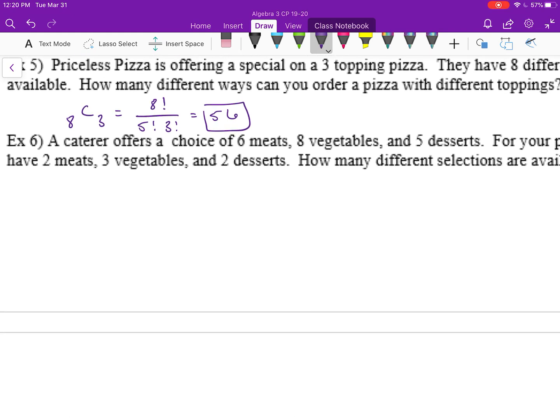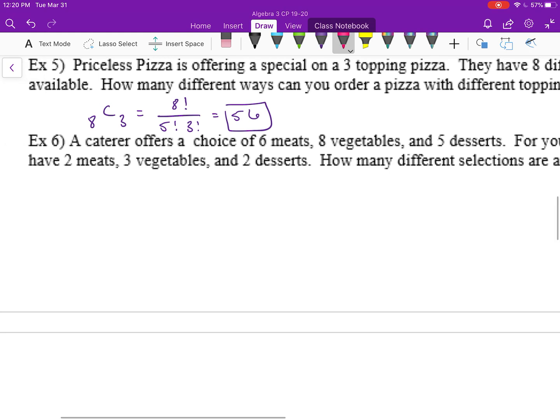All right. Now, this is an example that has a multi-step part to it. So, you go to a caterer, you've got 6 meats, 8 veggies, and 5 desserts. All right, you need to choose 2 meats, 3 veggies, and 2 desserts. So how many different selections are available to you? So again, you're going to take it kind of a case at a time.